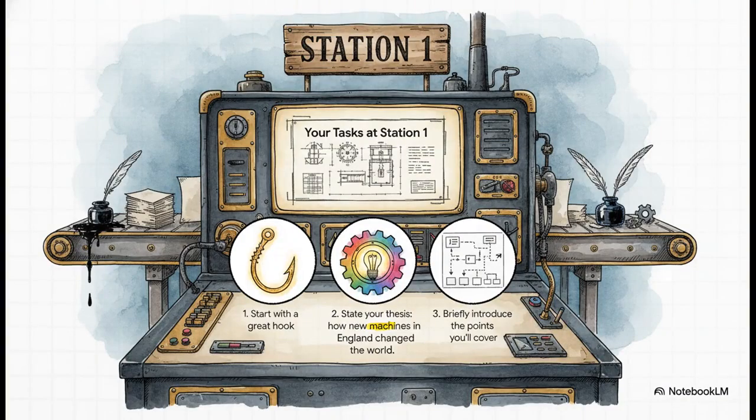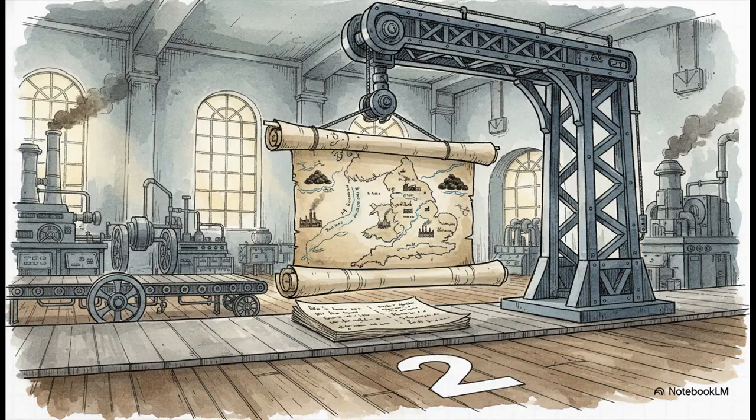So, what's our job here at Station 1? 3 things. First, we need a great hook to grab their attention. Maybe ask a cool question or drop a surprising fact. Next, you gotta state your main point, your thesis. Something clear like the Industrial Revolution started in England with new machines that changed, well, pretty much everything. And last, just give them a little sneak peek of what you're going to talk about next. Okay, intro's done.